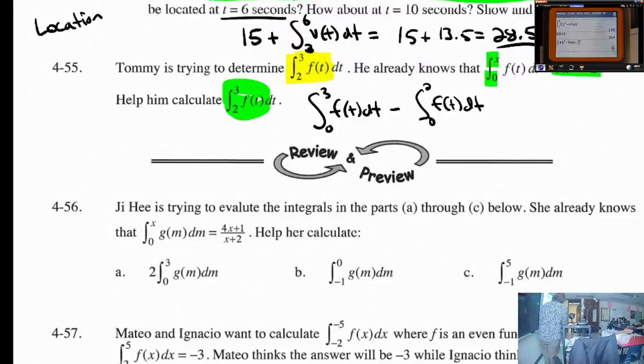He doesn't have a formula for finding the integral from 2 to 3, but he does have a formula for finding the integral from 0 to x. So find the integral from 0 to 3, find the integral from 0 to 2, and subtract them, and you'll have the integral from 2 to 3. We don't need to actually calculate this because I'm not really worried about the calculation.